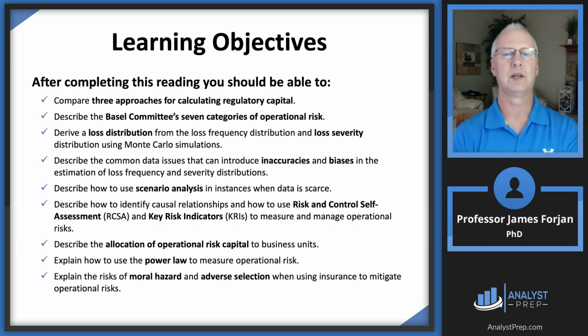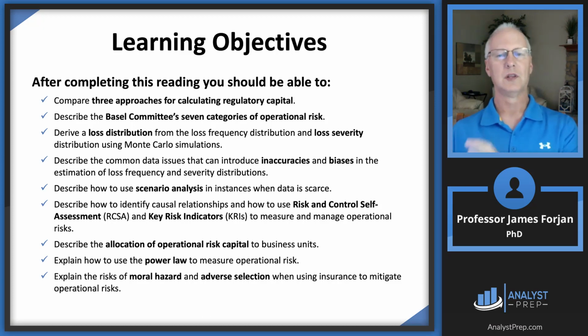And I think these learning objectives reflect my little summary there. So we're going to compare three approaches to calculating regulatory capital. So that's going to be the stuff on the bottom right-hand side of the balance sheet. And then we'll talk about the Basel Committee. And we'll do some distributions. Of course, almost every chapter we talk about distributions. And then scenario analysis, which is always one of my favorite things to teach my students. And then we'll take a look at some control issues and key risk indicators. And then we'll end up with a brief conversation on some insurance stuff. So let's go ahead and get started.